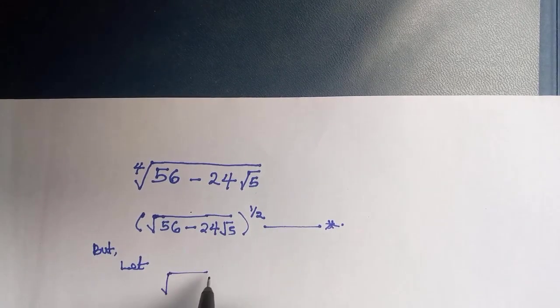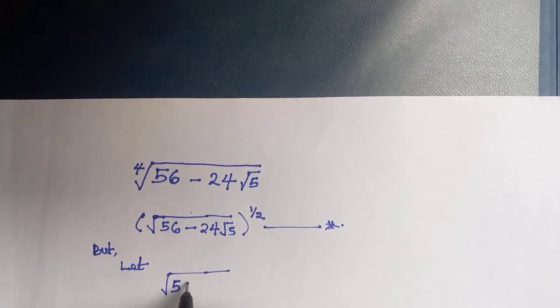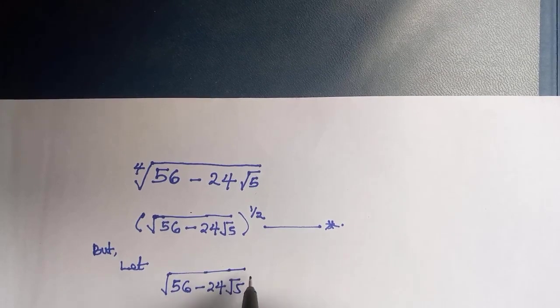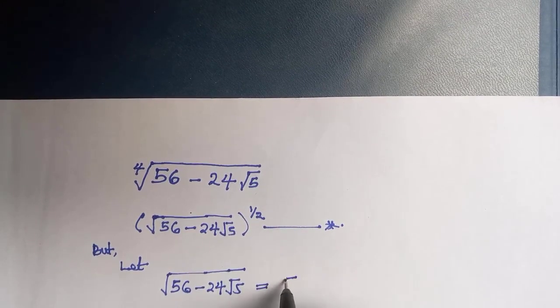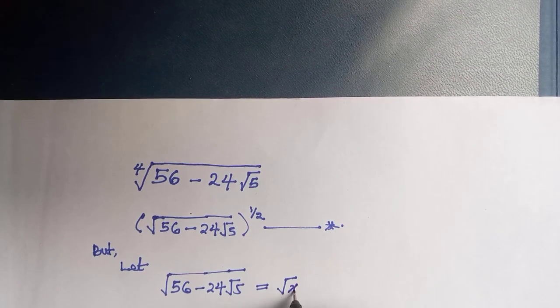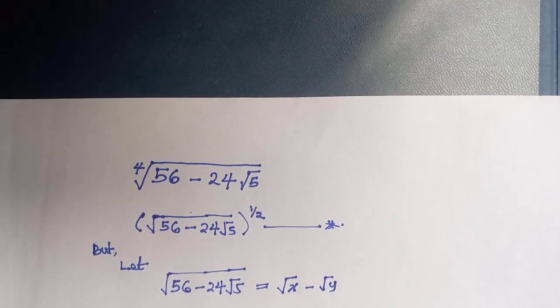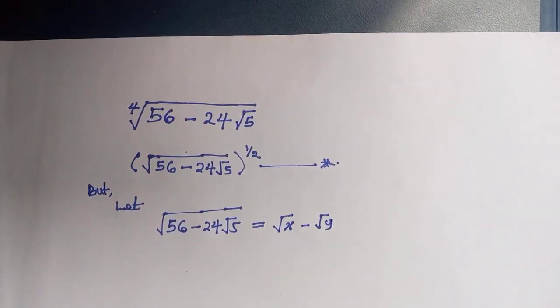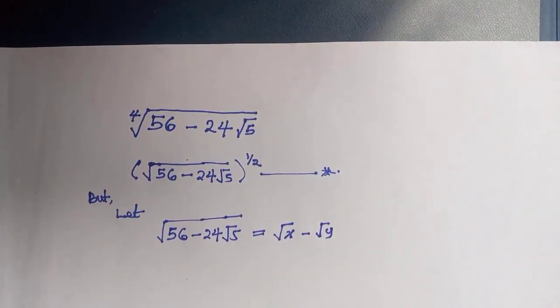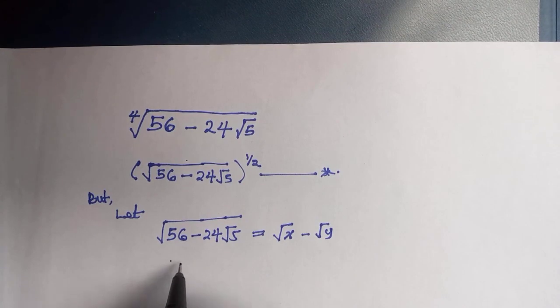All right. So let the root of 56 minus 25 root 5 equal to, so we let it be any alphabet. So I'm choosing x minus root y, because there is negative in the question. That's why I use negative. If it is positive, we use positive. All right. So the next thing is by eliminating the root at this side. So we take the square of both sides.